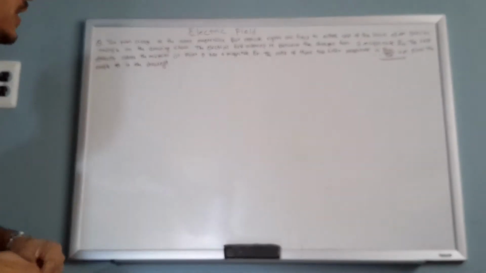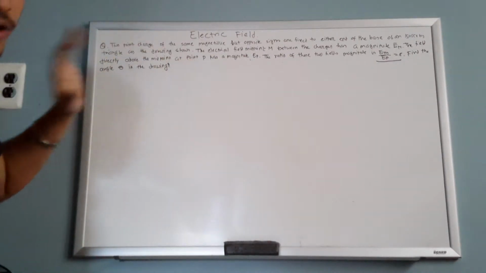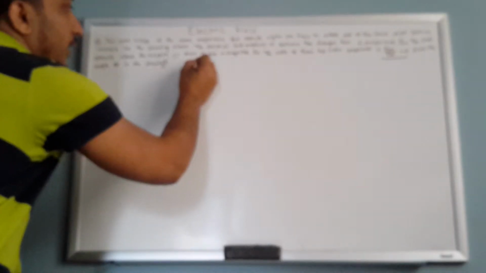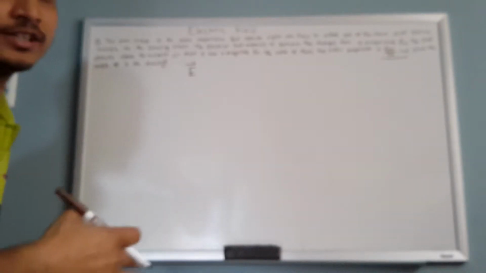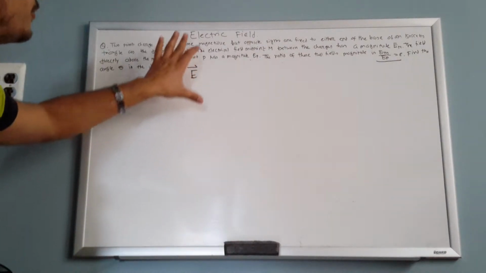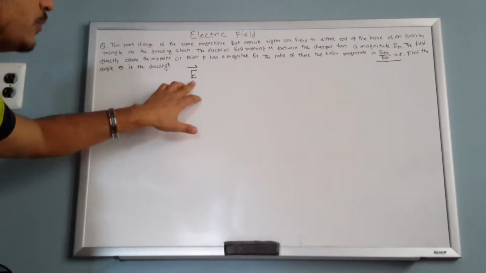Today I'll talk about electrical field. First thing you have to know: the electrical field's symbol is E and it has a vector sign. Since it's a vector, we can add them up or subtract them. So this is the first thing: the symbol for electrical field is E.